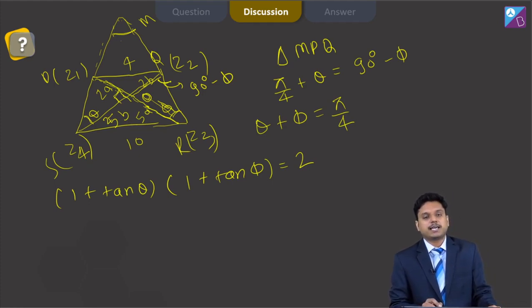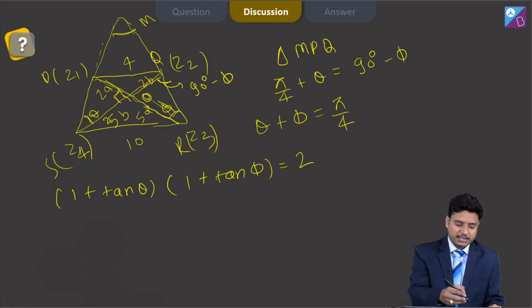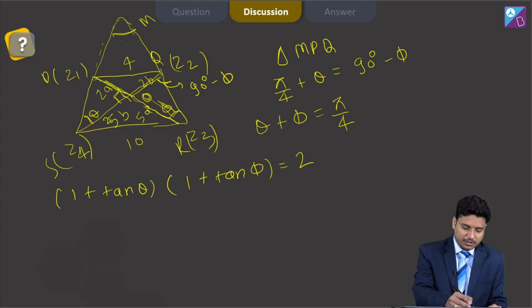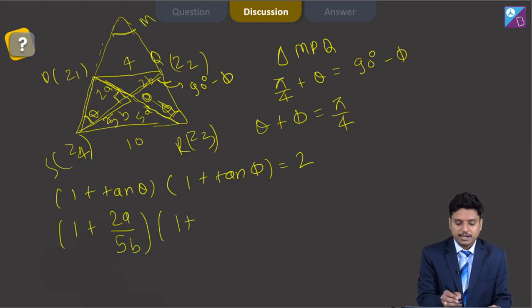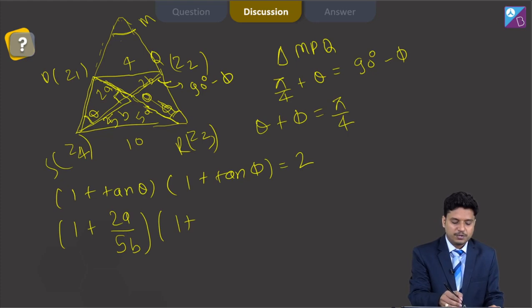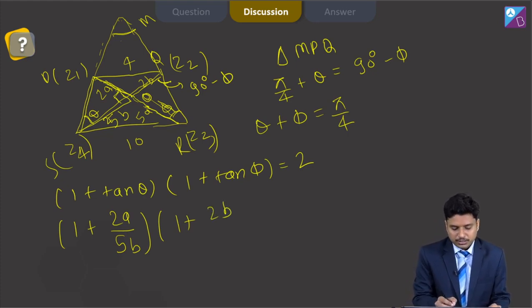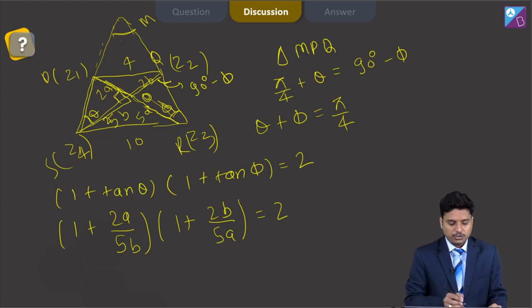Why are we using tan theta and tan phi? Because in the given question, tan theta can easily be calculated from this triangle, as 2a divided by 5b. So theta can now be converted in terms of the sides, 2a by 5b, and similarly tan phi can be converted as 2b by 5a. So this is 2b by 5a, and this is equal to 2.